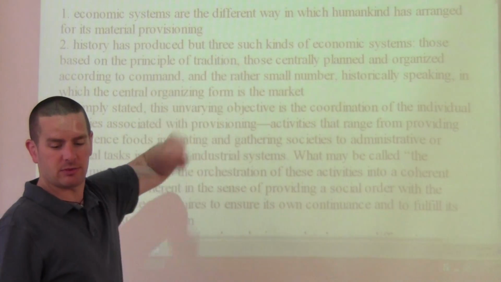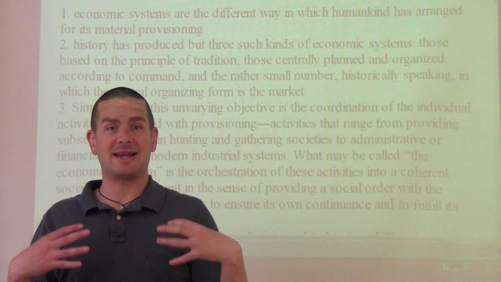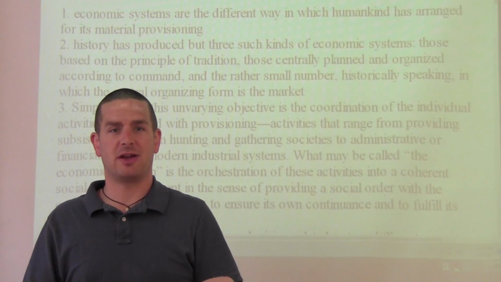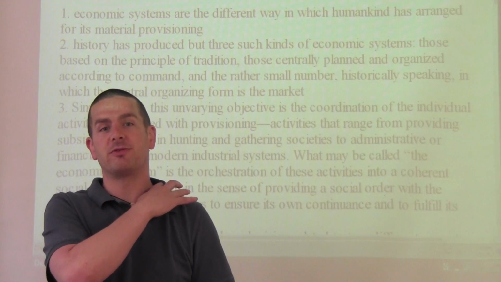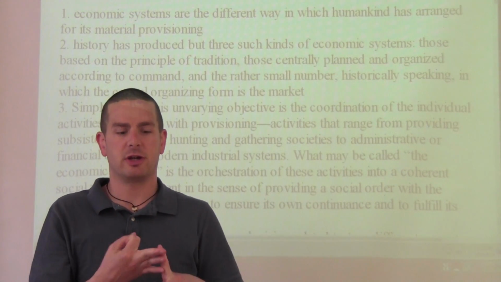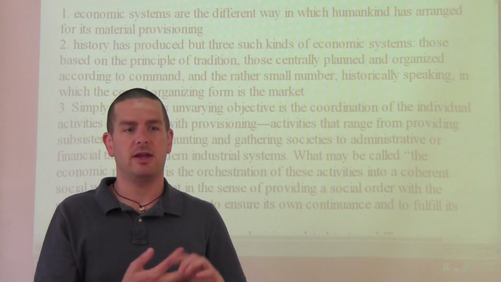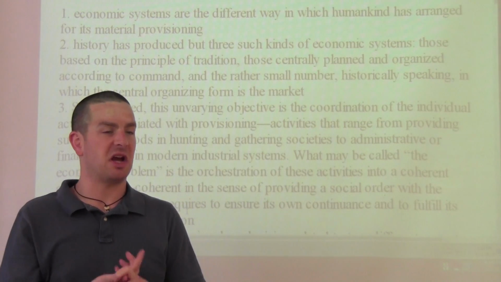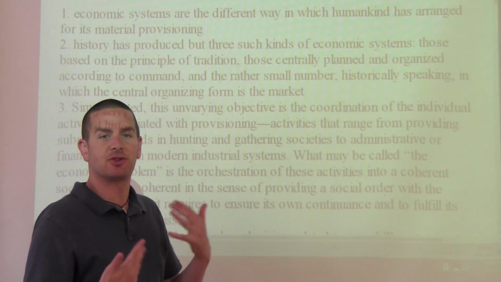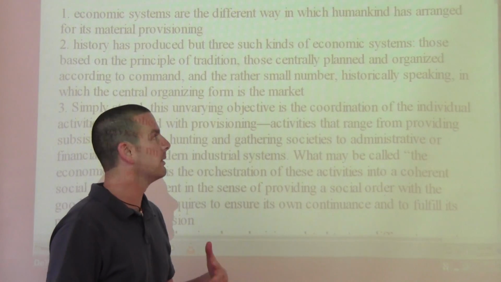So Heilbronner: economic systems are the different ways in which humankind has arranged for its material provisioning. So there's different ways we as a society, as humans, can structure ourselves in order to provide for our material provisioning. That is our food, clothing, shelter, and our other wants, right? Food, clothing, and shelter are our basic needs, and our other wants would be ice cream, or a car. Things you don't need in order to survive, but things we've developed a taste for.